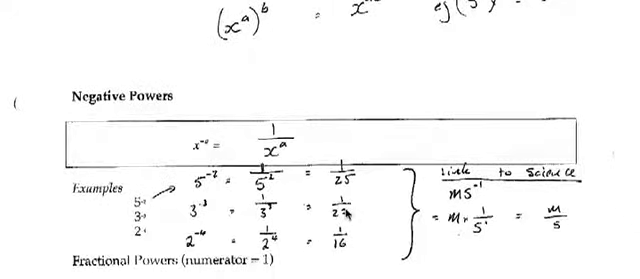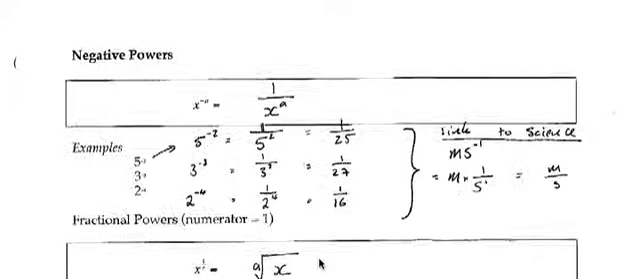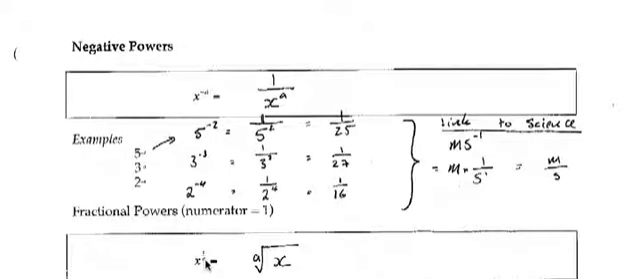If it's a fractional power, we're going to start off by concentrating only on fractions with a 1 on the top. Then what that means is it's the nth root of x. So if I had x to the 1/2, it would be the 2nd root of x, so the square root. If I had x to the 1/3, it would be the cube root of x. X to the 1/4 would be the 4th root of x, and so on.